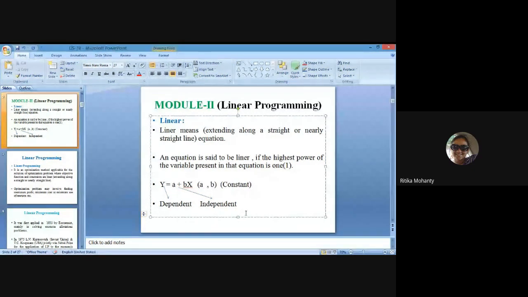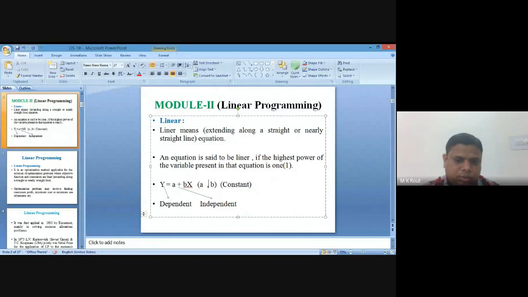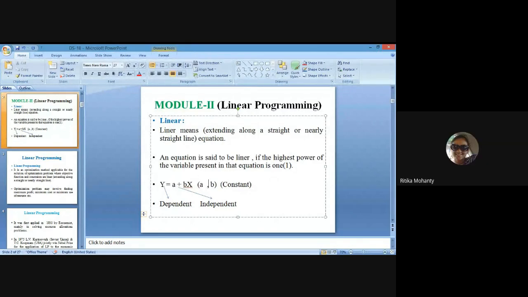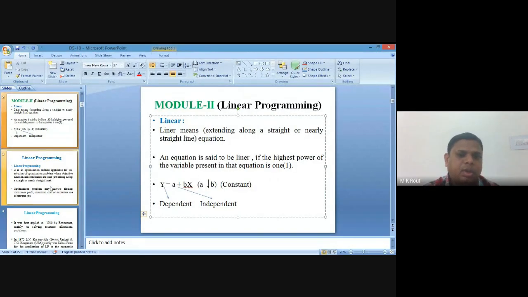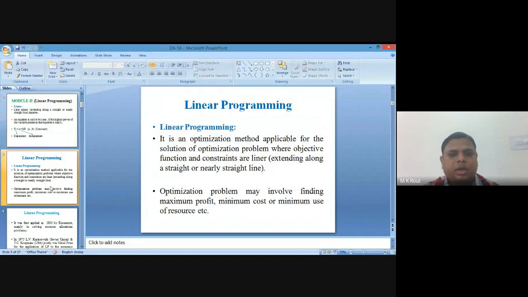Yes sir. Okay. So where y equals to a dependent variable and a plus bx is independent variable. Okay sir. And a, b are constant. Moving to next part. In case of linear programming, it is an optimization method applicable for solution of optimization problem where objective function and constraints are linear, that is known as extending along a straight or nearly straight line.